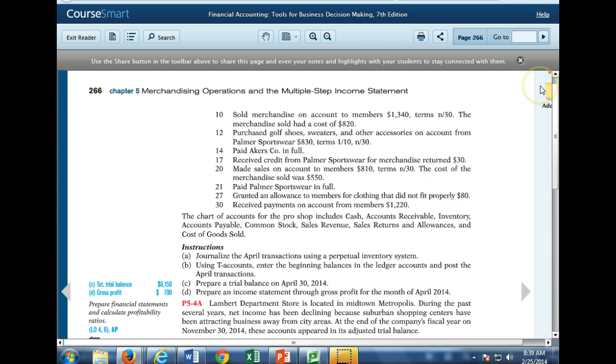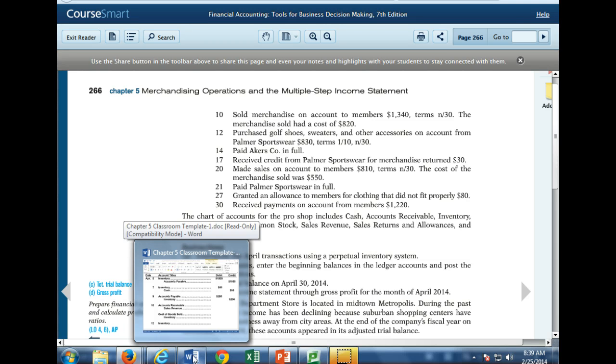Anybody? Sold merchandise on account to members, $1,340, at terms net 30. The merchandise sold had a cost of $820. So what does it mean, sold merchandise for net 30? Where's the discount? There is none, is there? It's just net 30. So what are we going to do on this transaction, guys?